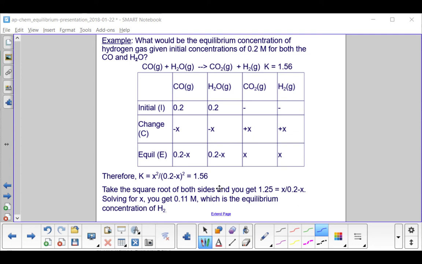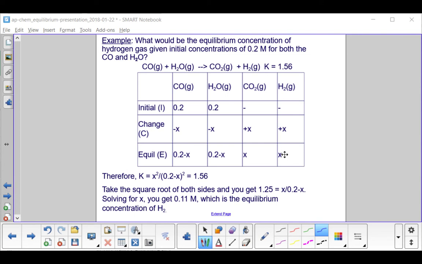So I write my equilibrium expression. K is equal to the concentration of the products, which will be x times x, or x squared, divided by the concentration of the reactants, 0.2 minus x times 0.2 minus x, or 0.2 minus x squared, equals K, 1.56. So I have a square here on the top and the bottom of the fraction. So take the square root of both sides, and we get 1.25 is equal to x over 0.2 minus x. And then a little bit of algebra to solve for x, and you get 0.11 molar.